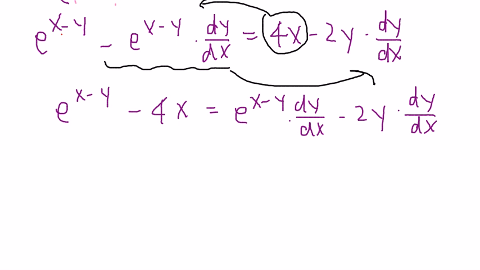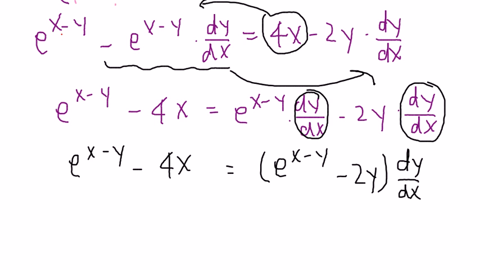Okay, so then if you notice on the right now, I have two terms with the dy over dx. Guess what? I'm going to factor that out from both of these terms. So then I'm left with e to the x minus y minus 2x, since I factor out dy over dx from both.